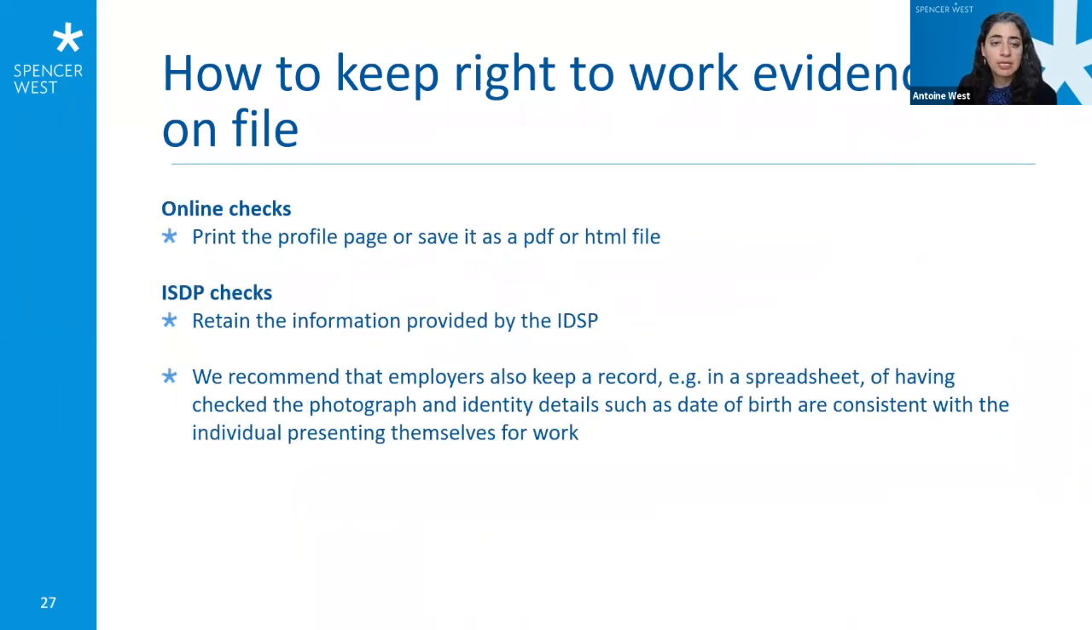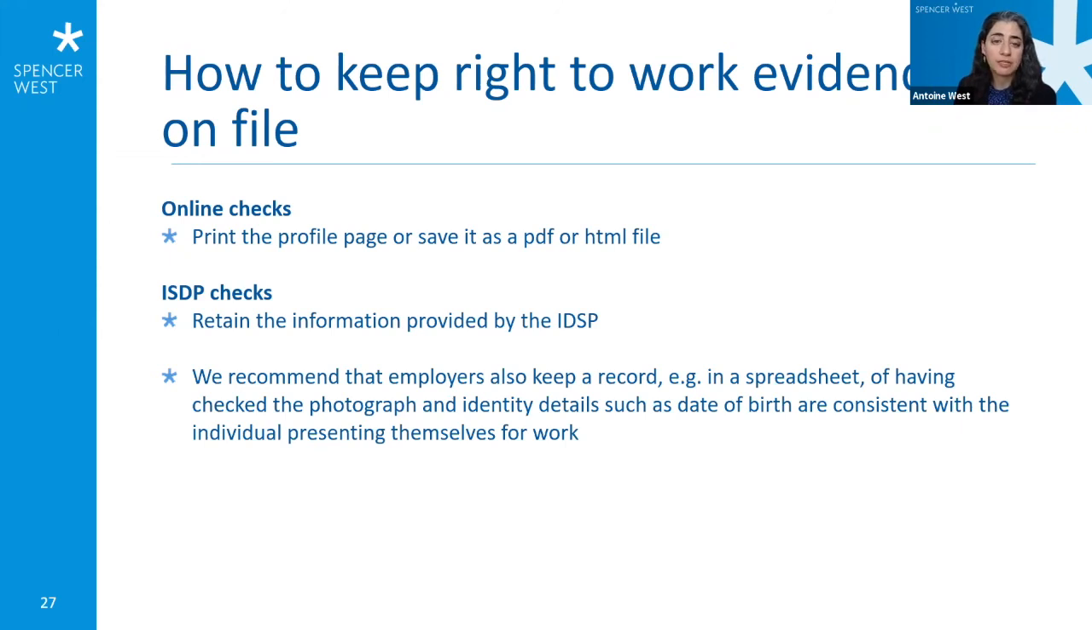If you've been doing the online checks, then you'll be able to just print the profile page and save it, or you can save the PDF digitally to file. For identity service provider checks, you need to retain the information provided by the identity service provider. But as I said, the Home Office hasn't really thought this through, because they are requiring employers to verify that the person's appearance matches the information given in the record provided by the identity service provider. So I think it's worth actually keeping in a spreadsheet that you've checked that. More to remind yourself to actually look at the details provided by the service provider and assess whether they are consistent.